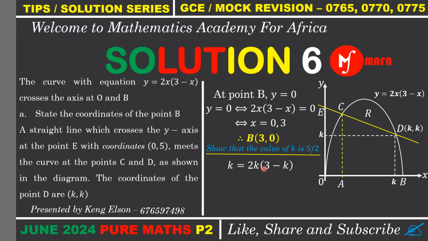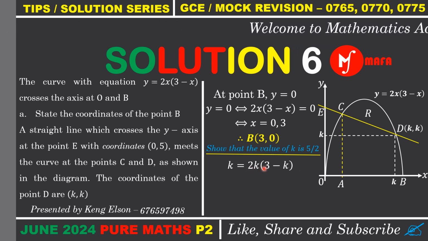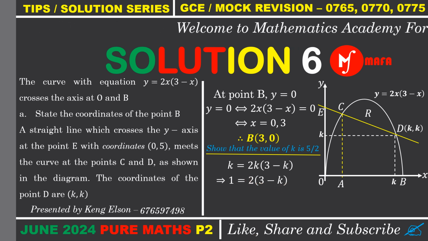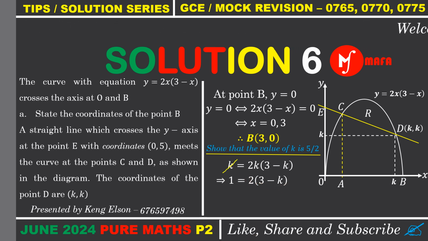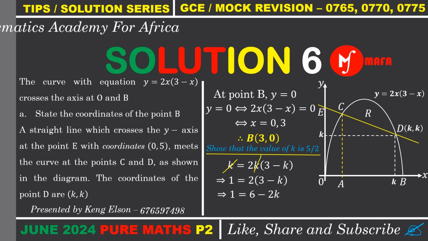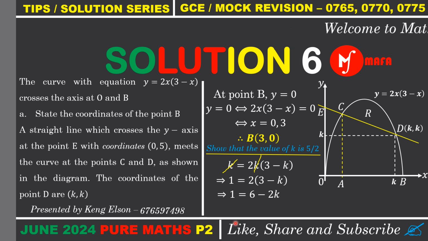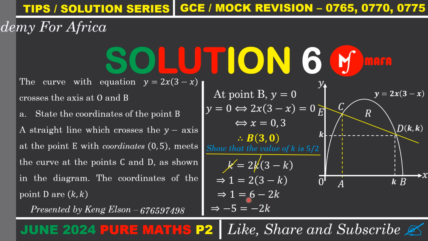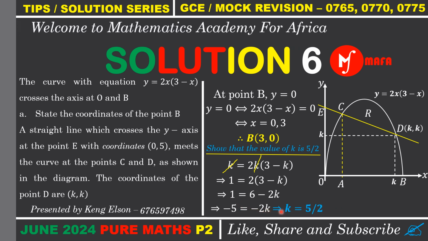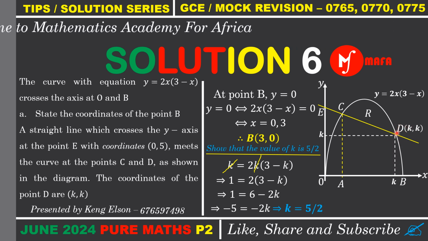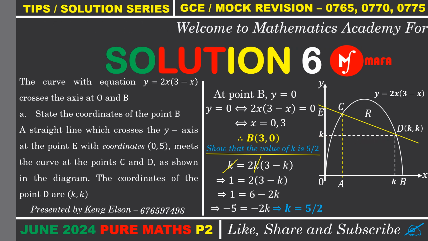Somebody could still expand and find k, but I'm not going to expand. I'm just going to divide both sides by k. If I divide both sides by k, I'm going to have 1 equal to 2 into 3 minus k, because the k on the left hand side cancels the k on the right hand side. Now we are going to expand. 2 times 3 gives us 6, minus 2k, which is 2 times negative k. We subtract 6 on both sides. Negative 5 equals negative 2k. We divide both sides by negative 2, and k gives us 5 divided by 2. So the coordinates of the point Z are: x coordinate is 5 over 2 and y coordinate is also 5 divided by 2.